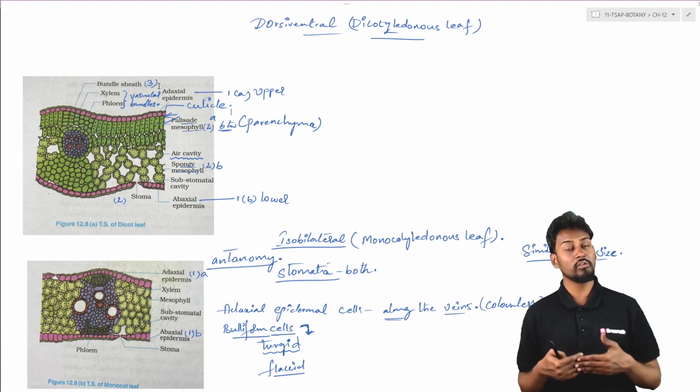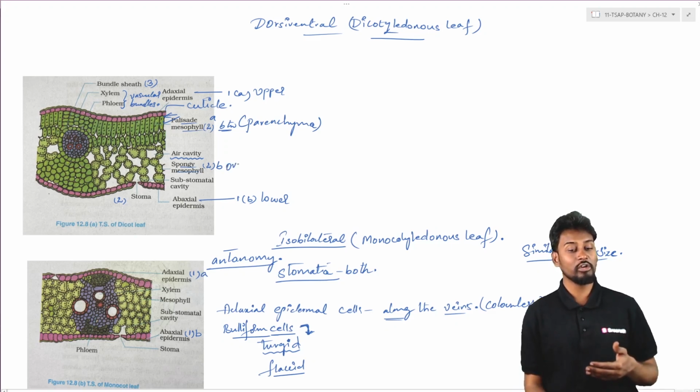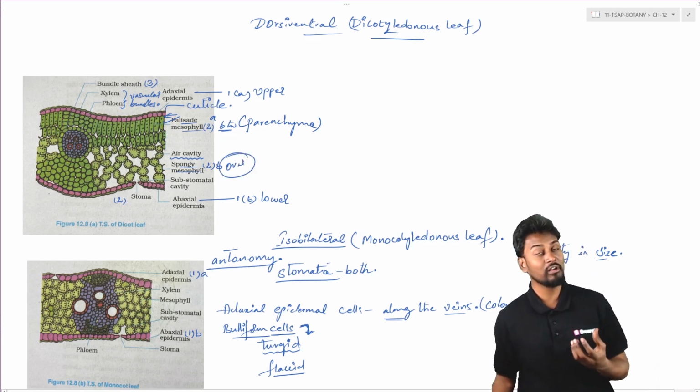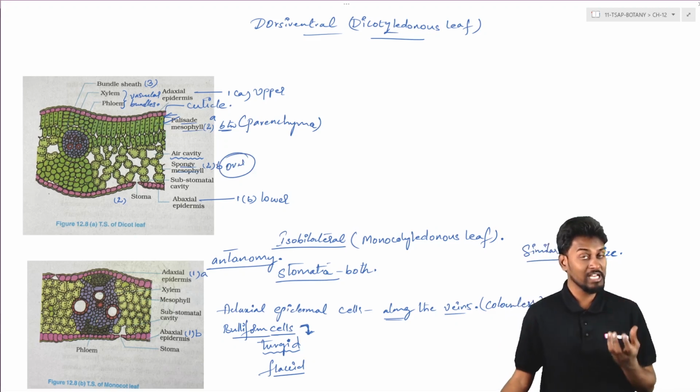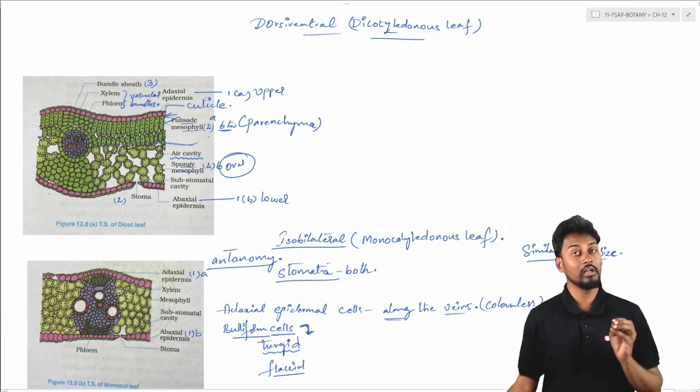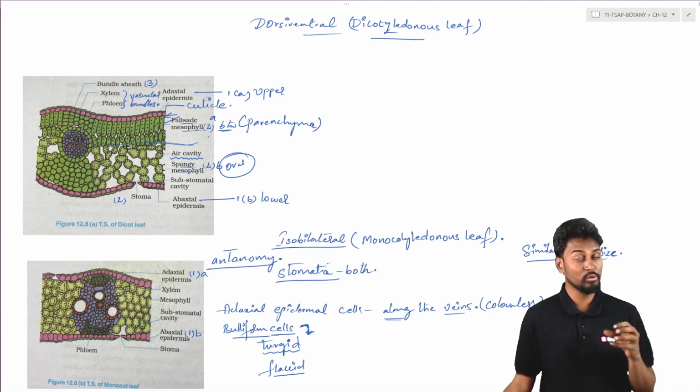So spongy mesophyll cells are generally present on the inner side of the lower epidermis. These cells are oval or spherical shaped cells which are generally called spongy mesophyll cells, and these cells generally consist of a very good intracellular space. That is, the intracellular space is mostly large. Large intracellular space has been observed.